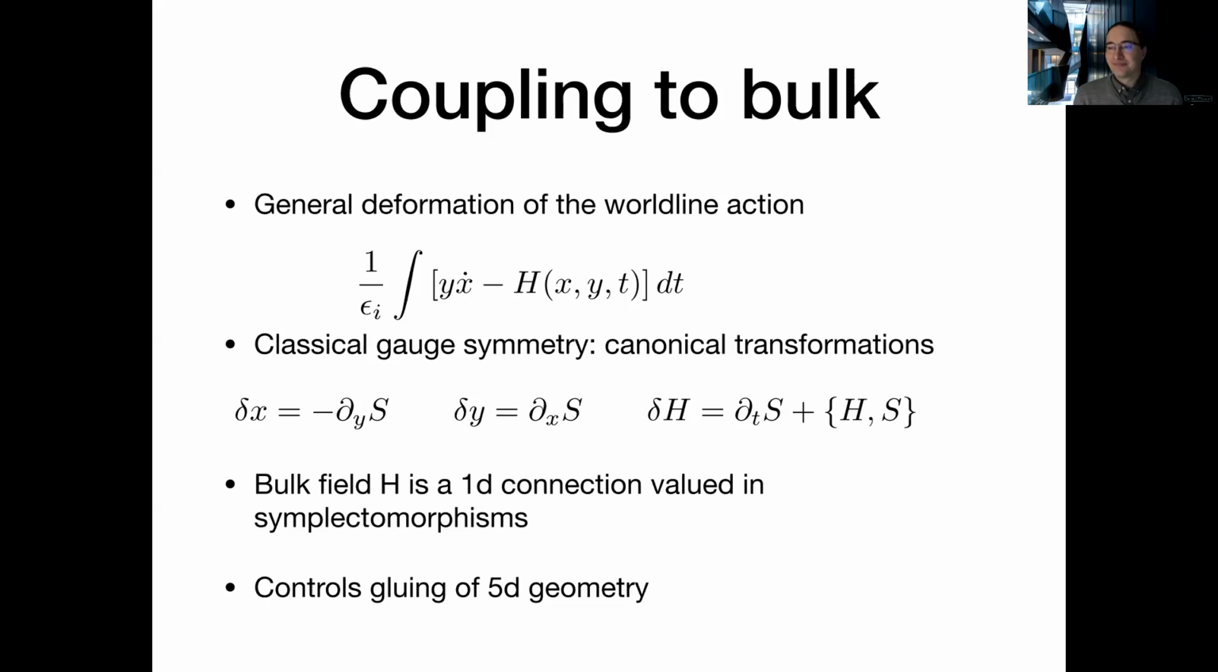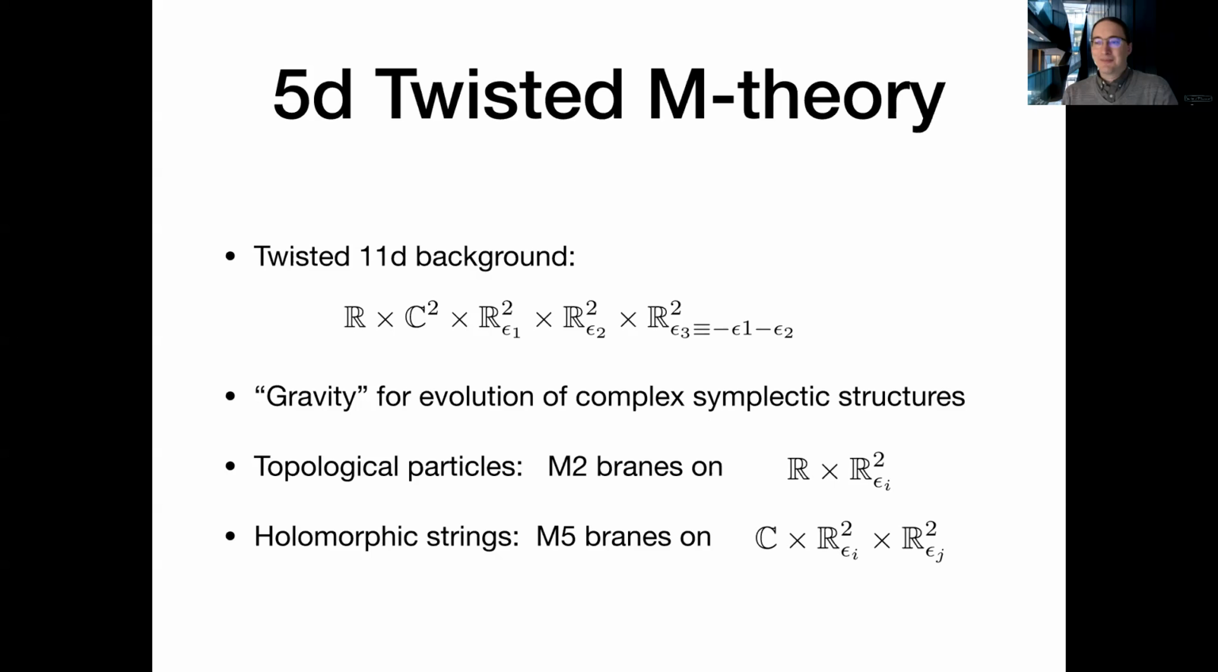Now, you might be or not familiar with this fact, but the action for a particle has a gauge symmetry. So if you do a canonical transformation of x and y together with the appropriate shift to the Hamiltonian, the action is invariant. So the Hamiltonian in quantum mechanics is nothing else than a connection for the group of symplectic automorphisms. And this worldline action is kind of a Wilson line for a gauge theory with target symplectic automorphisms. So you should imagine that this bulk field H tells you how the five-dimensional geometry is glued together. It tells you how the complex phase space, how the C2 factor of the geometry is fibered as a symplectic manifold along the real direction.